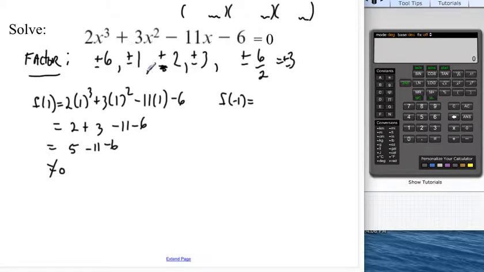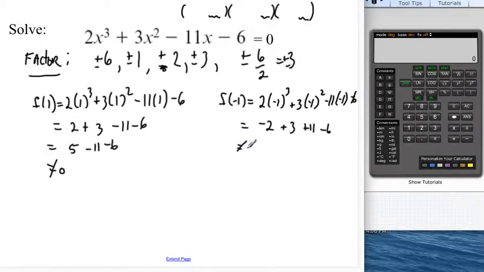Let's check -1. So if I put -1 in, minus 6, so that's going to be a -1, so this is a -2. This is going to be a +1 because it's squared. It's going to be +3. And this is going to be a +11. And this is going to be a -6. Okay, so we're checking these. So I got -2 plus 3, that's -1. And if I add 11, that's 10. Minus 6 is not equal to 0. So that's not equal to 0. So let's check 2.